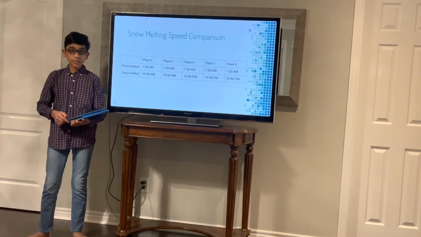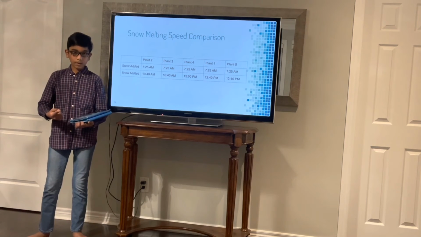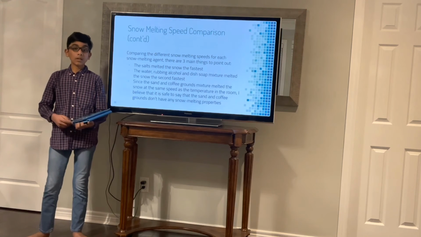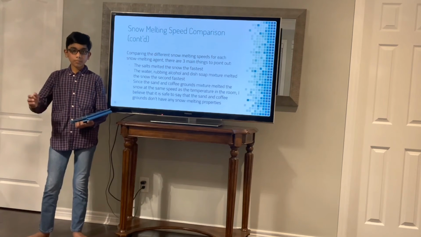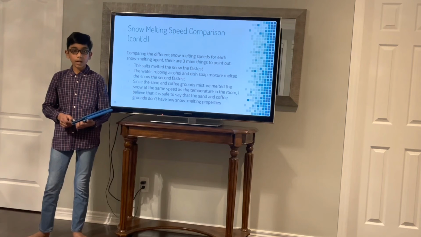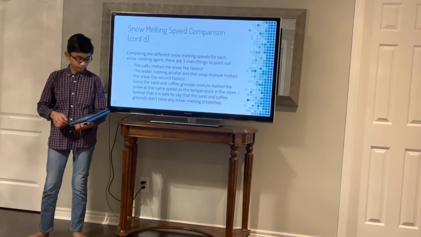Now, in the snow melting speed comparison, really only one major thing happened. The salts melted the snow the fastest. The rubbing alcohol solution melted the snow the second fastest, and the sand and coffee ground mixture and the snow in the control plant melted the slowest.